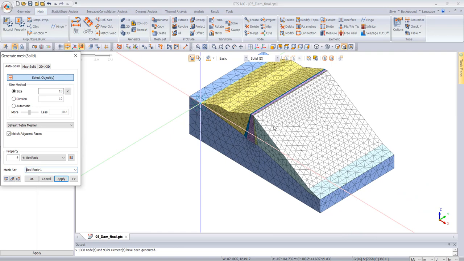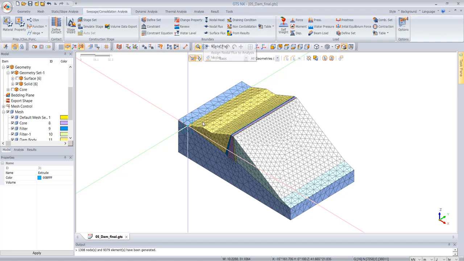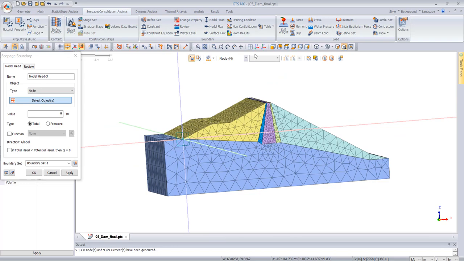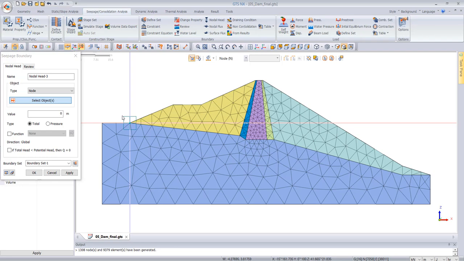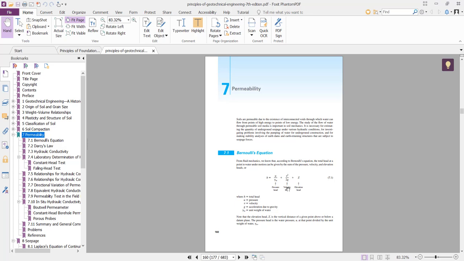Now I will start to add the seepage parameter. I will go here to static slope, sorry, seepage, and I will start to add nodal head. So what is nodal head here? If we remember from the Bernoulli equation, if we get back here to permeability, it's pressure head plus the elevation head.